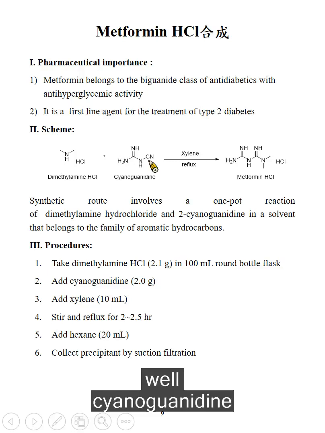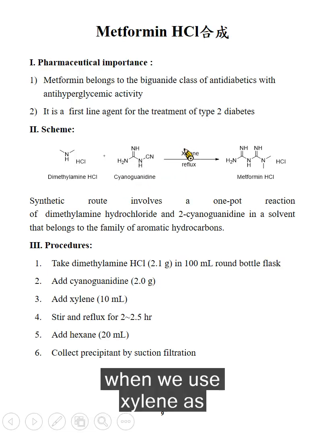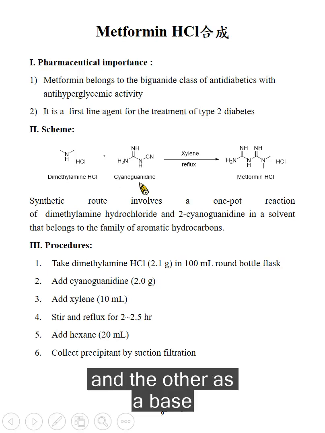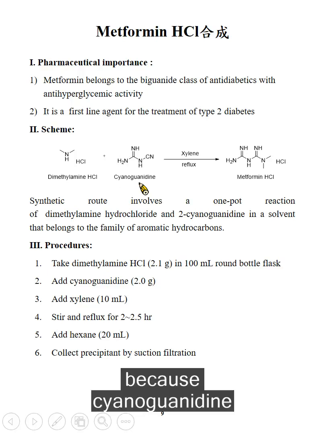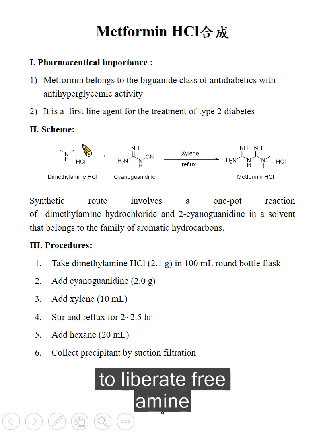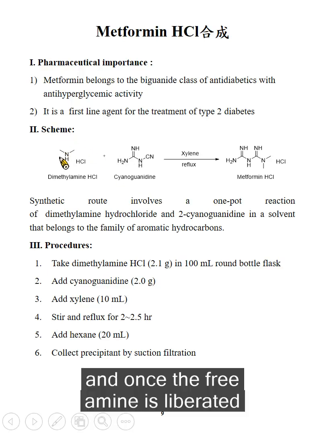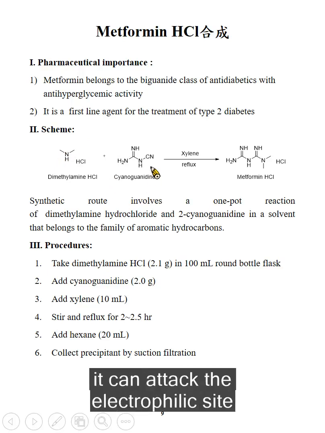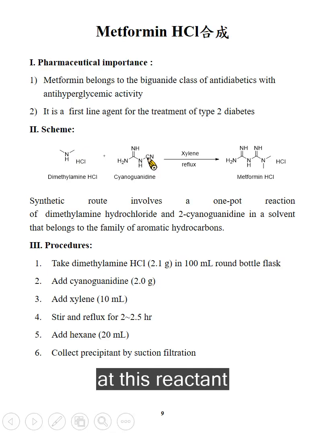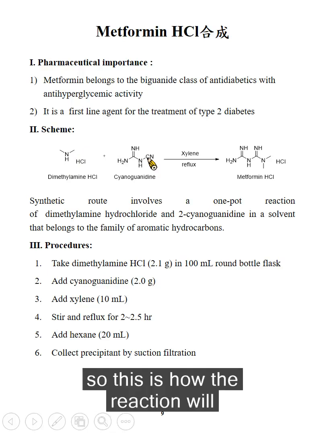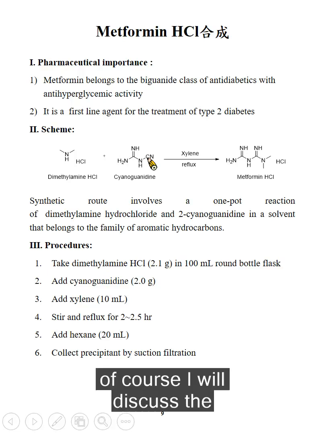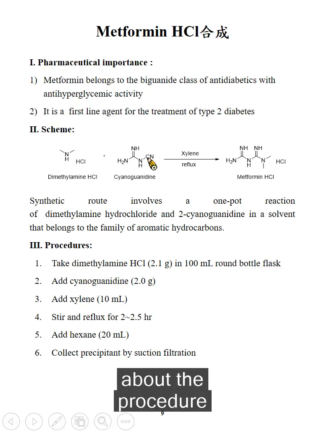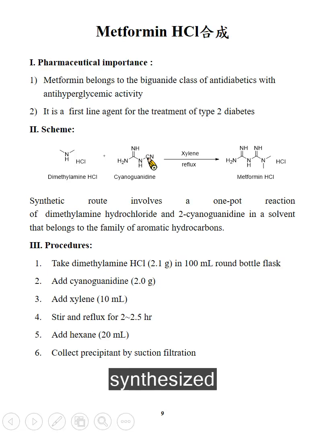Well, cyanoguanidine in this reaction, when we use xylene as a solvent, will play a dual role. One as a reactant and the other as a base. Because cyanoguanidine is basic enough to liberate the free amine. And once the free amine is liberated out of dimethylamine hydrochloride, it can attack the electrophilic site at this reactant. So this is how the reaction will proceed. Of course, I will discuss the mechanism in the next slide. But before that, I want to tell you about the procedure, how metformin can be synthesized.